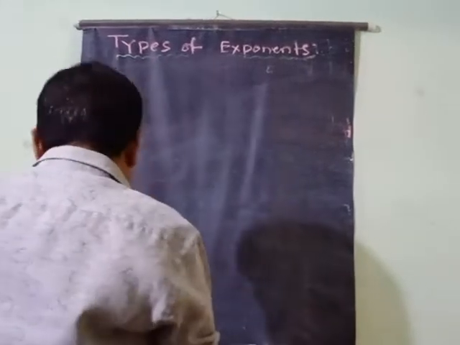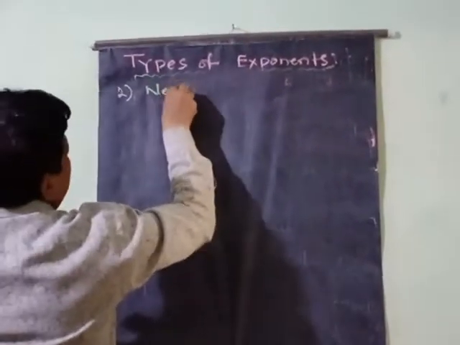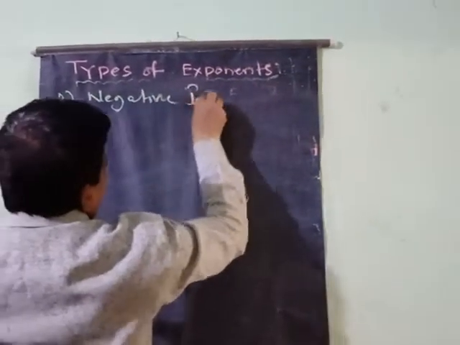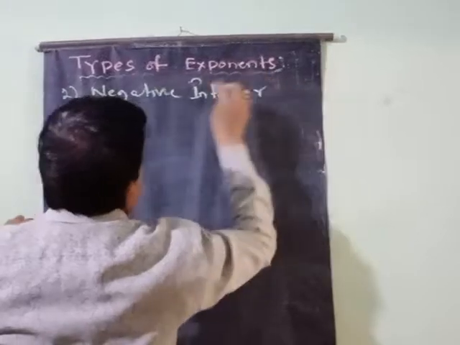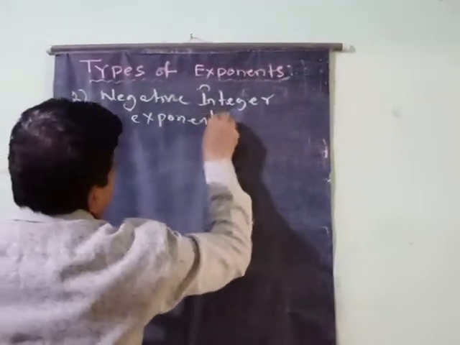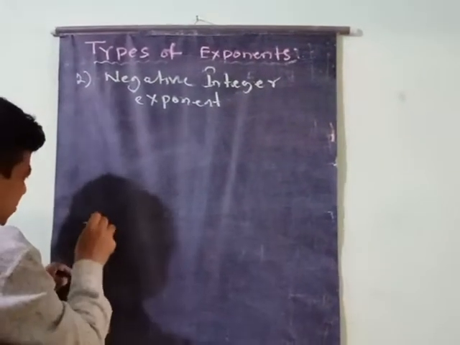Negative integer exponent. What is called negative integer exponent? Suppose I will say a to the power minus 1 now.